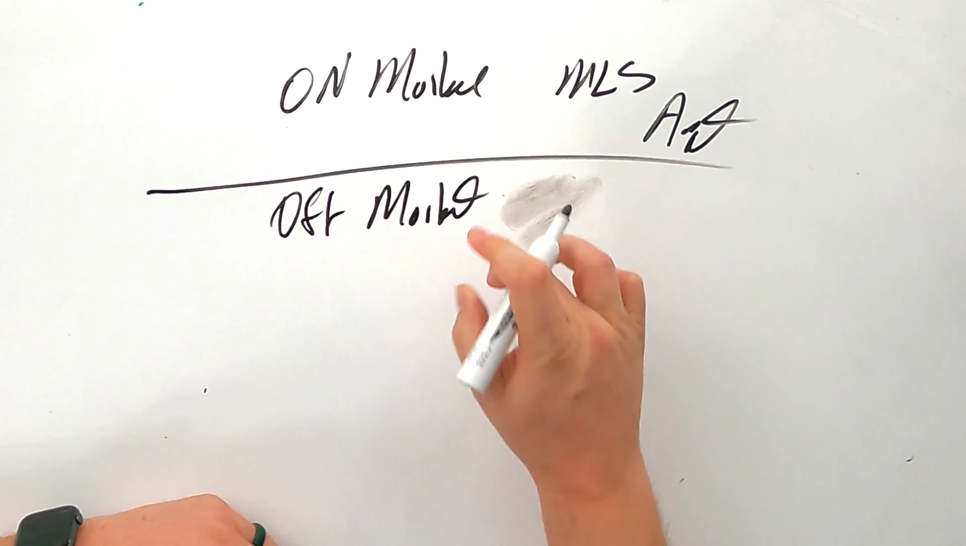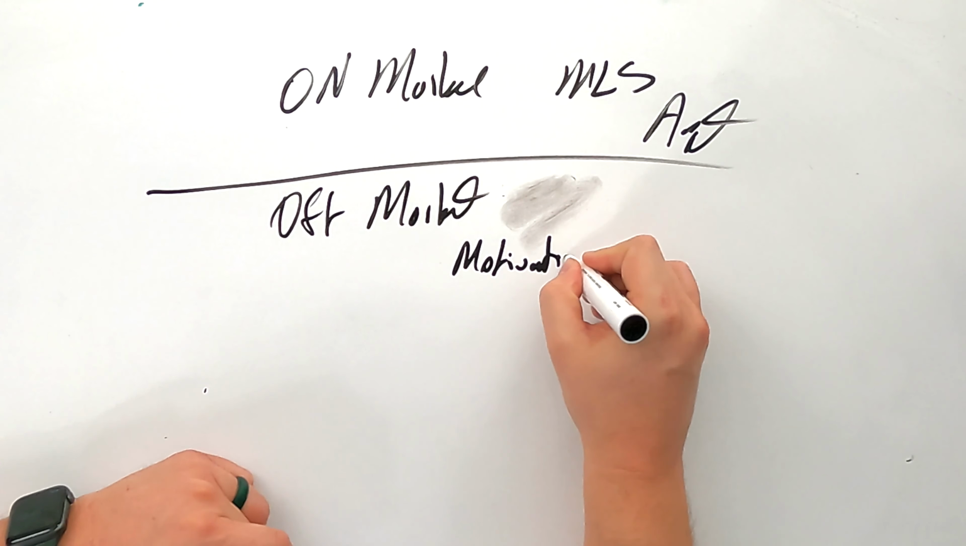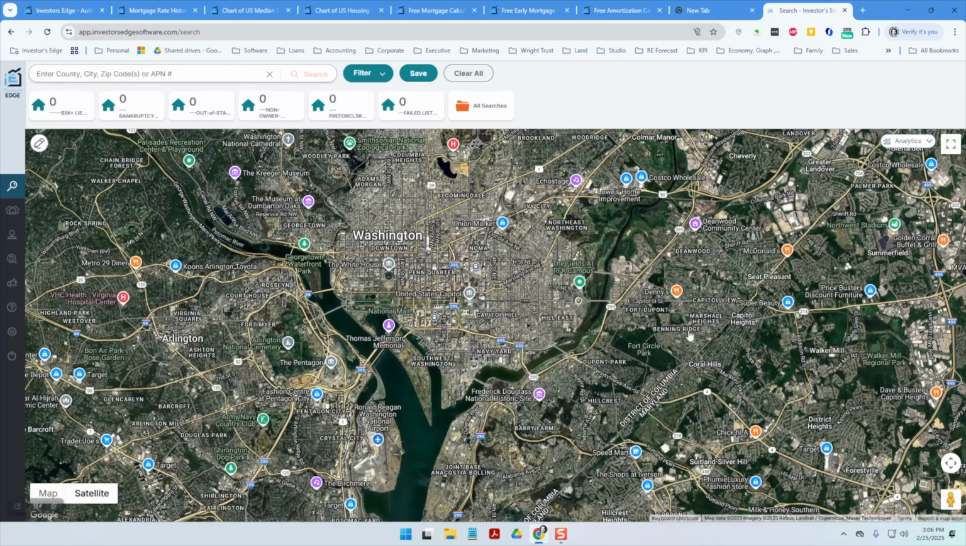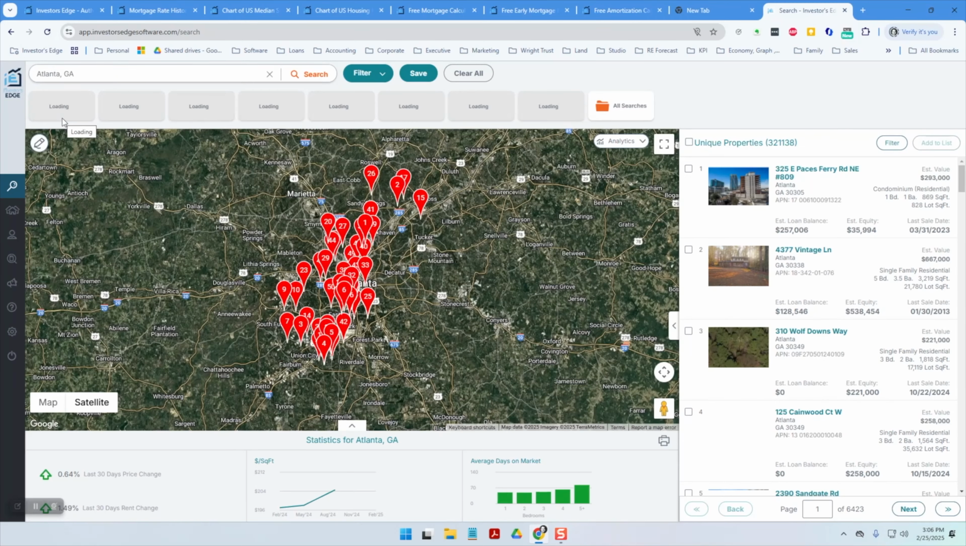And with off-market properties, what we're trying to find is motivation, and we're trying to find equity, just for a quick overview here. So to find these off-market properties, you can use the Investor's Edge finding tool here. So we're gonna focus on off-market properties. And so let's just say you were in Atlanta, Georgia. That's just the first thing that came up.